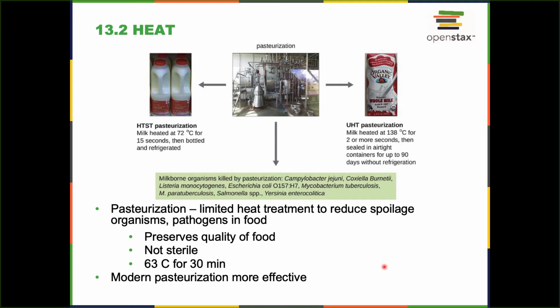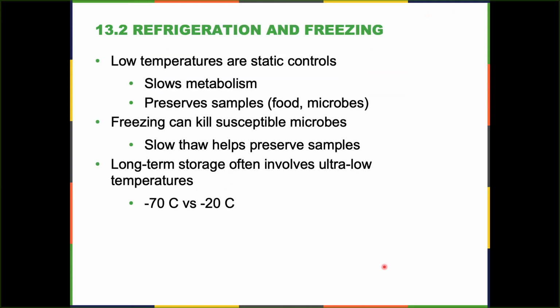High heat is cidal. It's going to kill, right? Low heat is static, right? So we can then refrigerate and we can freeze. The lowering of the heat will slow your metabolism. Ultimately, it helps preserve the samples, right? Whether it's the food that you want to eat for later, whether it's the microbes that you want to store for later, right? Now, freezing can kill some microbes, right?